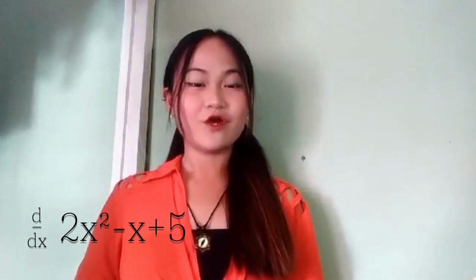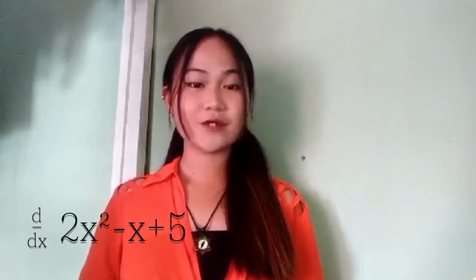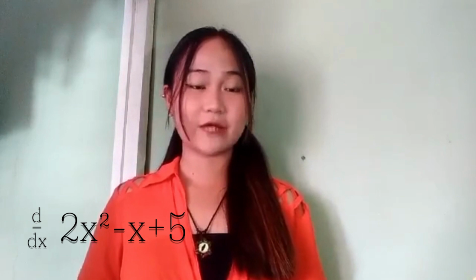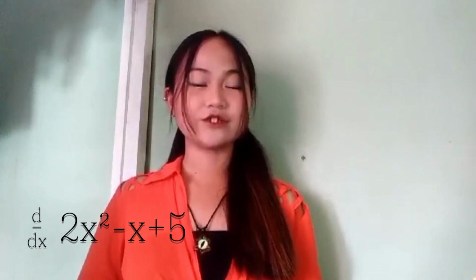Lastly, the power rule. We have f of x is equal to 2x squared minus x plus 5. In the power rule, we derive the function term by term. We use the formula n times ax raised to n minus 1 to derive each term.